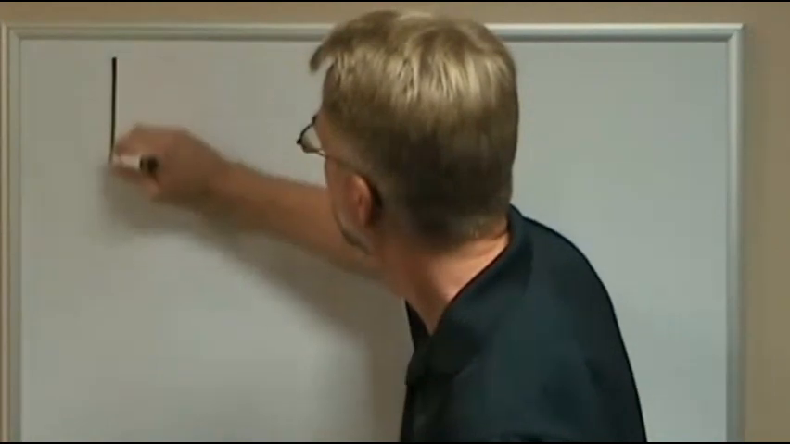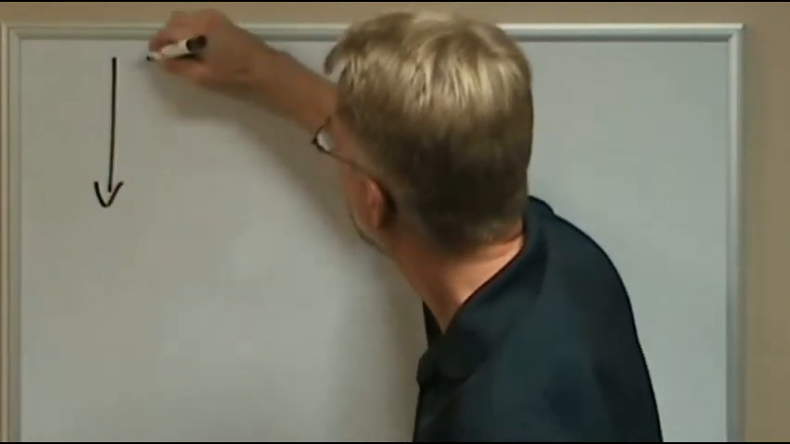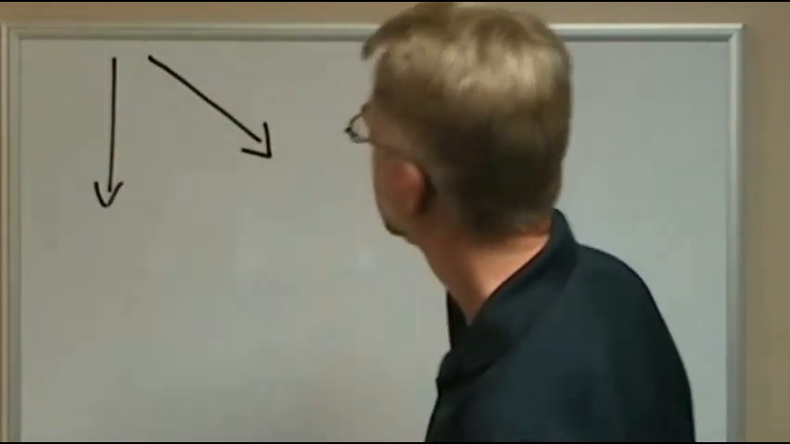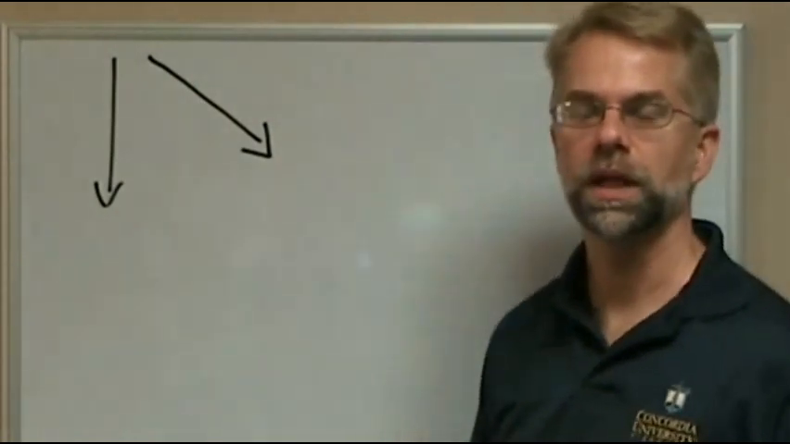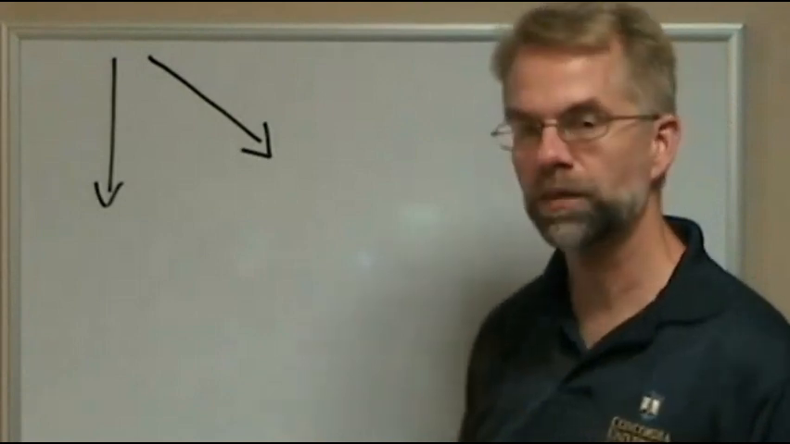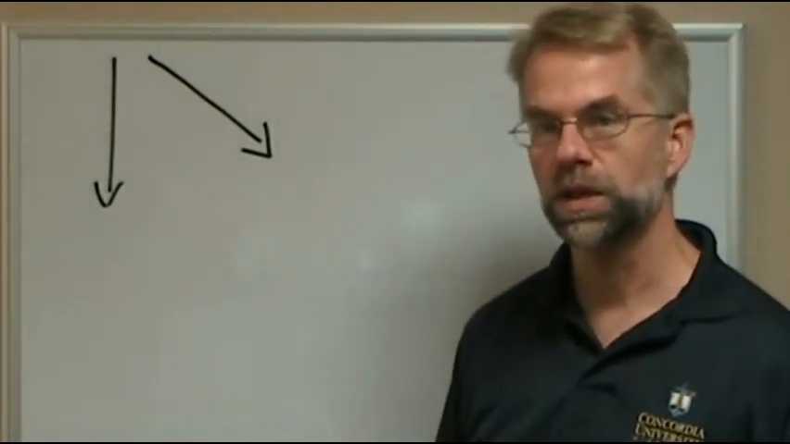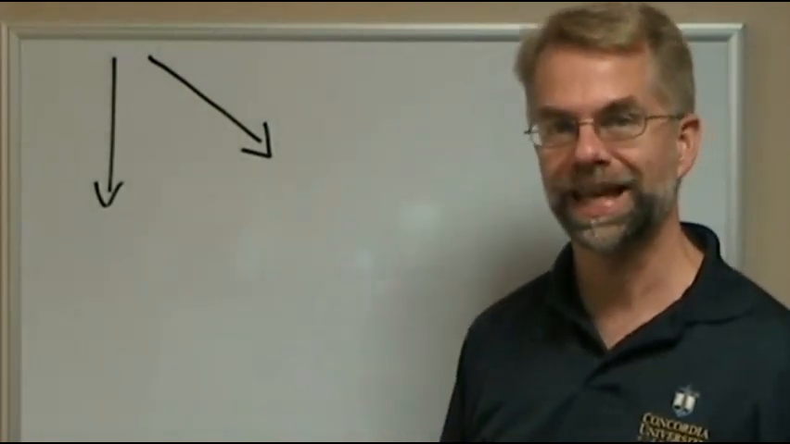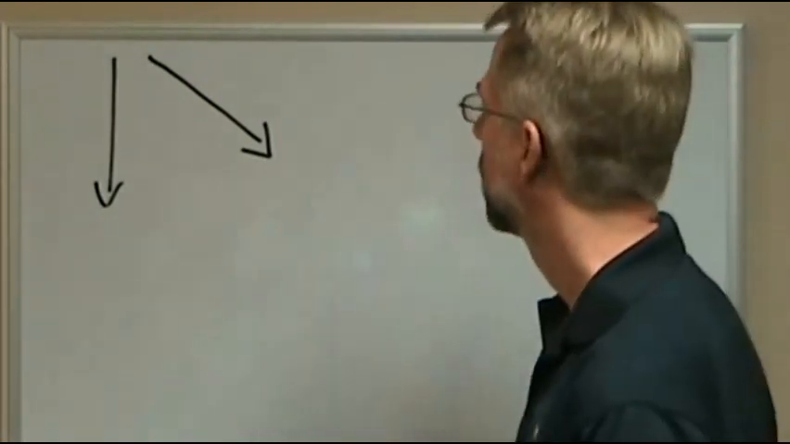So here I have two vectors, okay? And they go in different directions, and so in order to figure out what the resultant vector is, we need to do some sort of vector analysis to compose these two vectors.